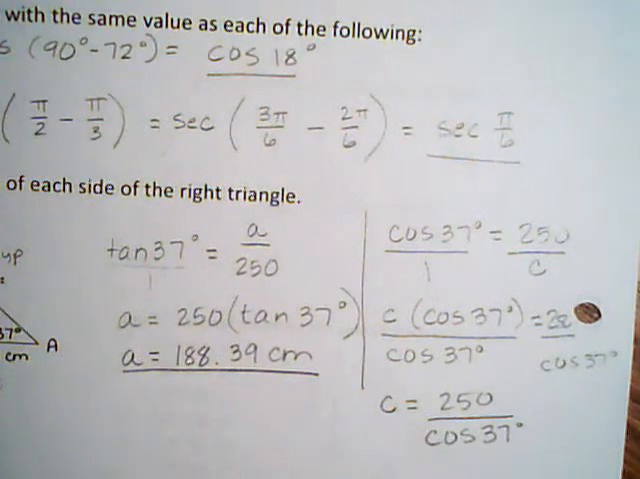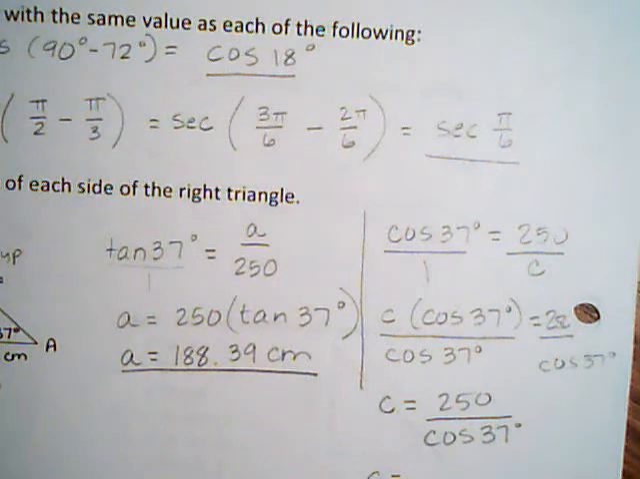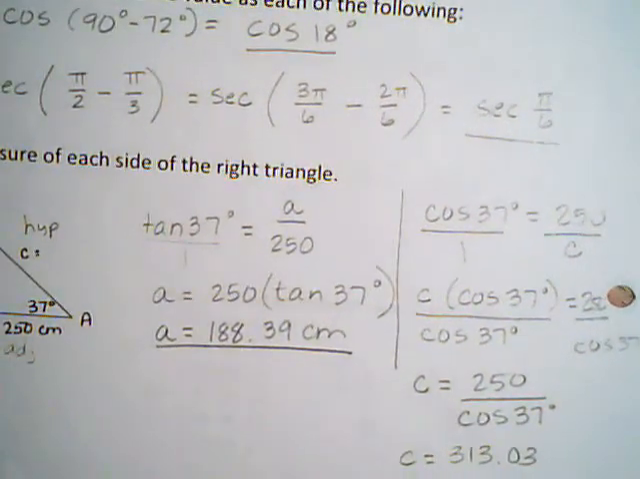And again, it's really going to depend on your calculator as to how you need to type this in. You would probably have to use parentheses: type in 250 divided by, then open your parentheses, cosine of 37, close your parentheses, and then hit equal, and I get 313.03. So that would be the length of C.